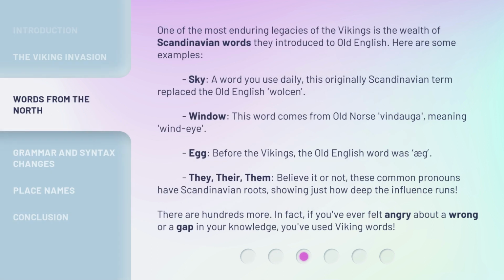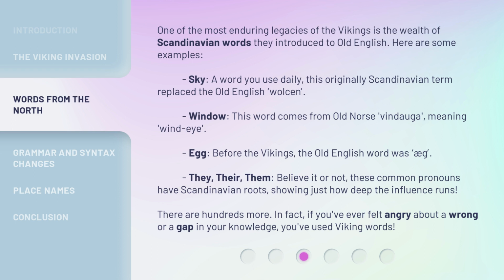One of the most enduring legacies of the Vikings is the wealth of Scandinavian words they introduced to Old English. Here are some examples. Sky, a word you use daily. This originally Scandinavian term replaced the Old English wolsen. Window. This word comes from Old Norse, vindoga, meaning wind eye. Egg. Before the Vikings, the Old English word was age.